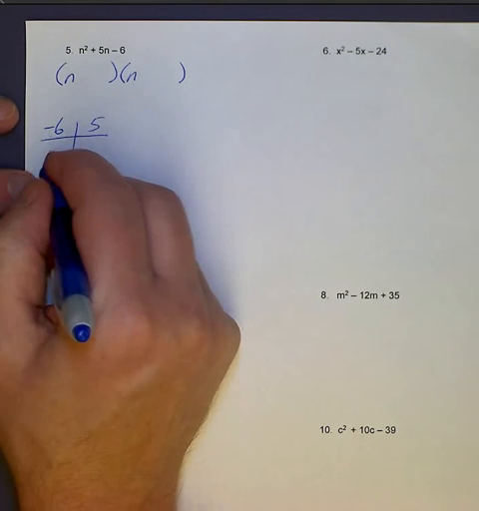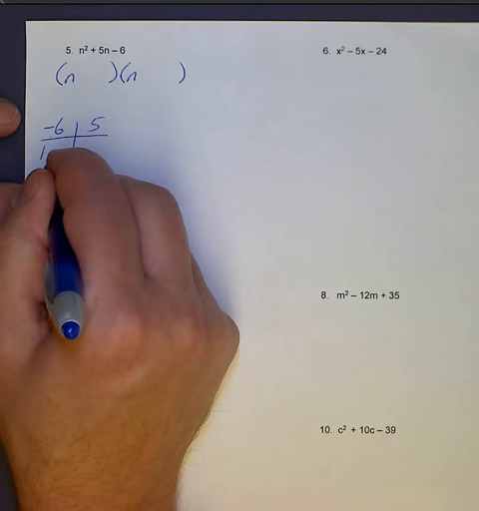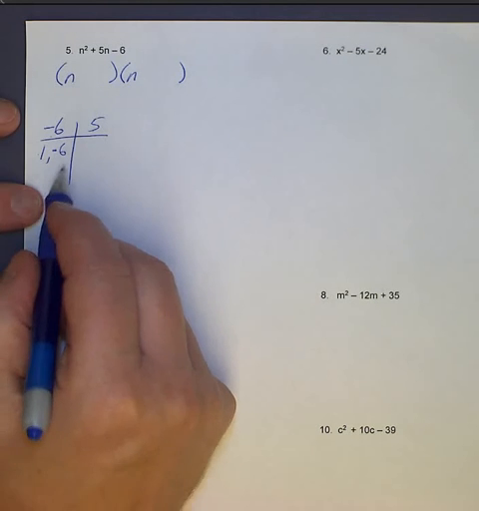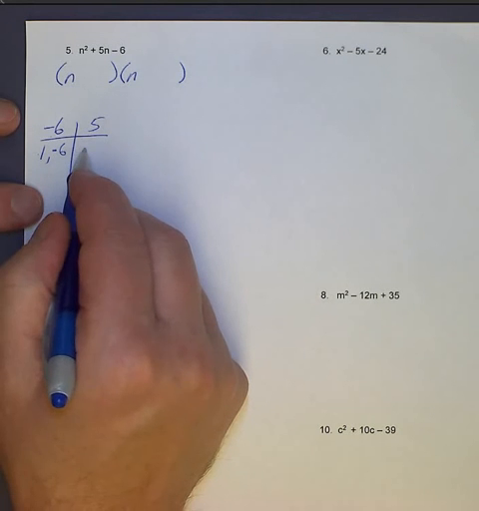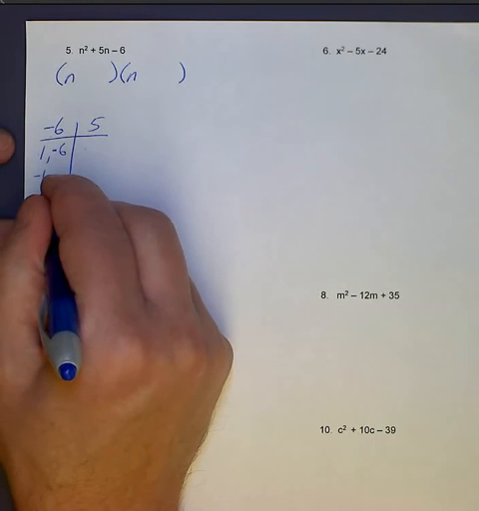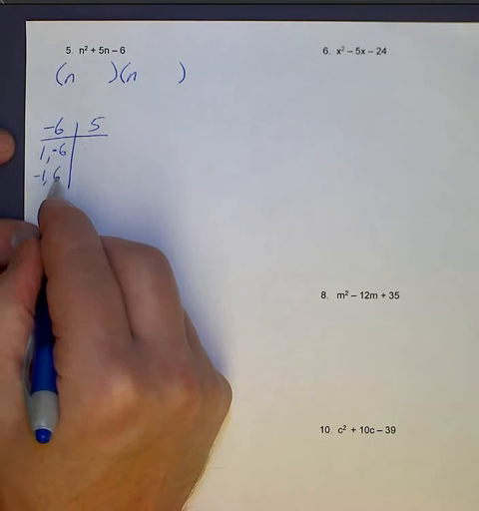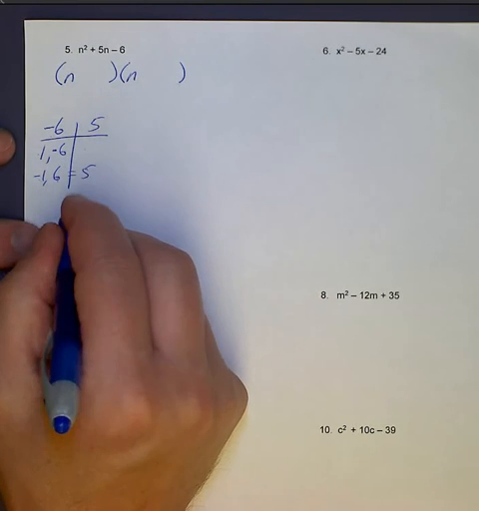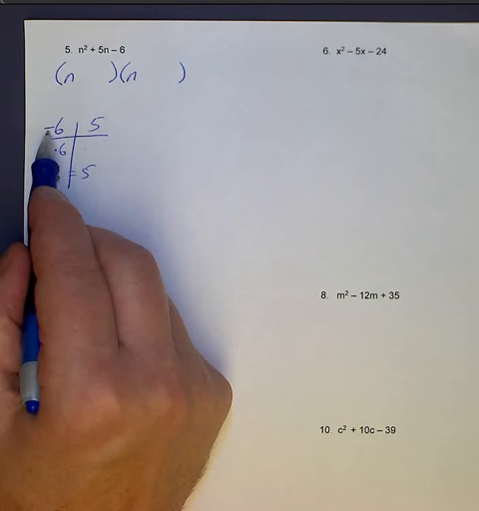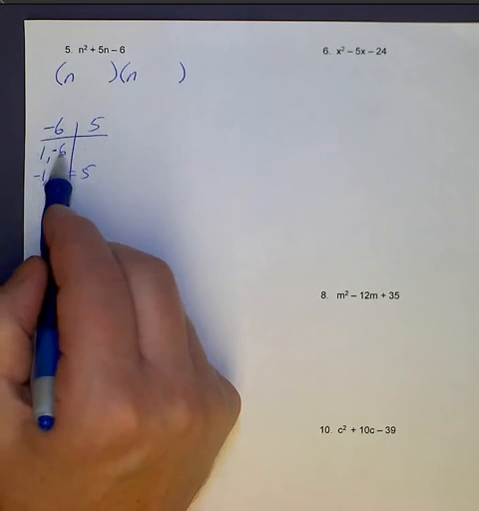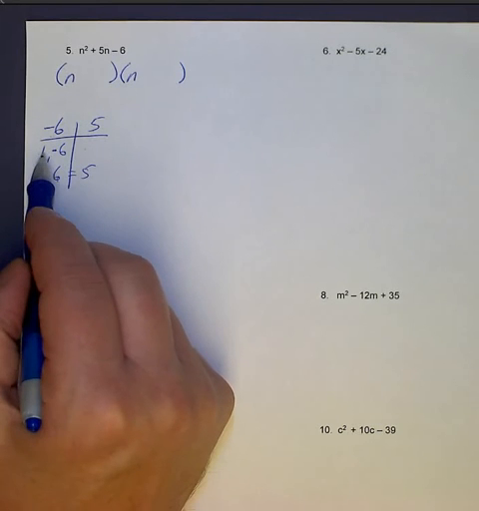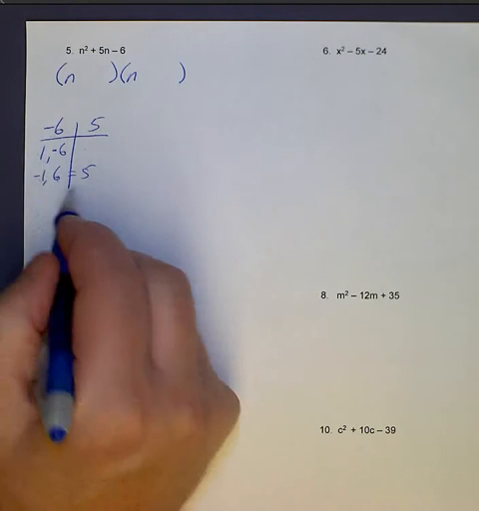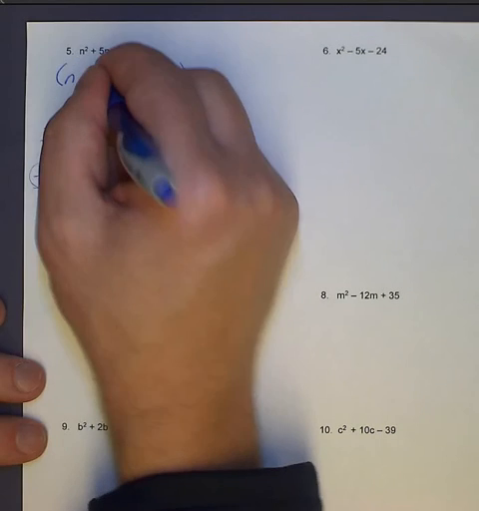So, 1 times a negative 6. 1 times negative 6 is negative 6. 1 plus negative 6 is negative 5. That doesn't work. What about a negative 1 and a positive 6? Negative 1 times 6 is negative 6. Negative 1 plus 6, that equals 5. So when they're negatives, I know I can combine them. One of these numbers has to be negative, so I can check each one. Positive 1 times negative 6 is negative 6, or negative 1 times positive 6 is negative 6. So these are my factors. I put them in up here.